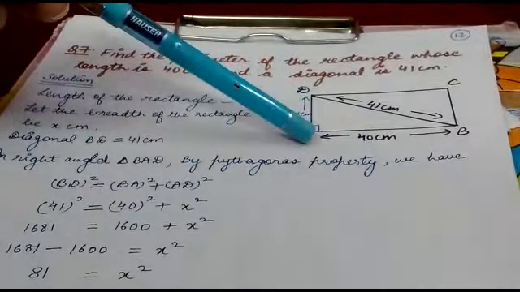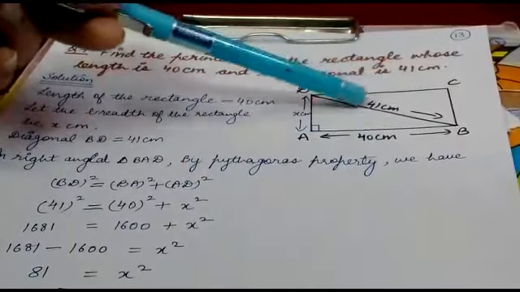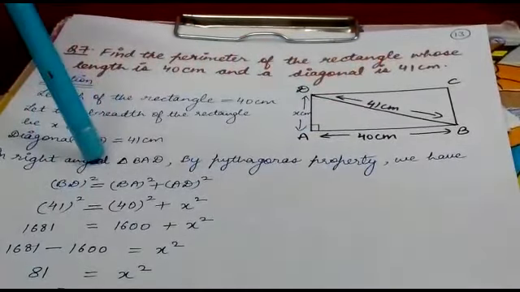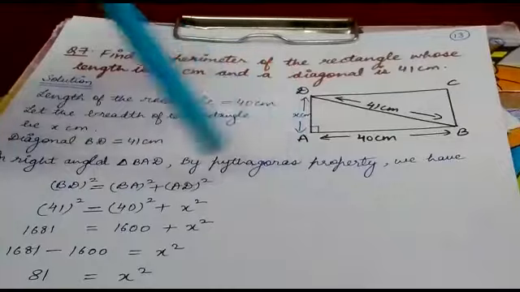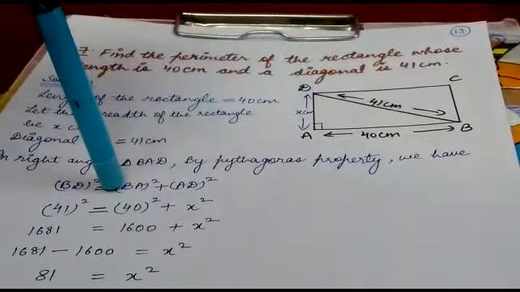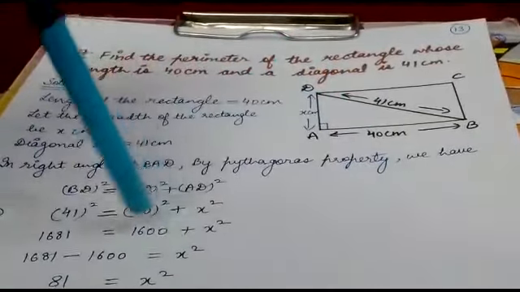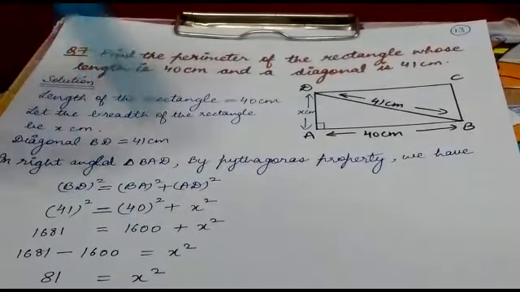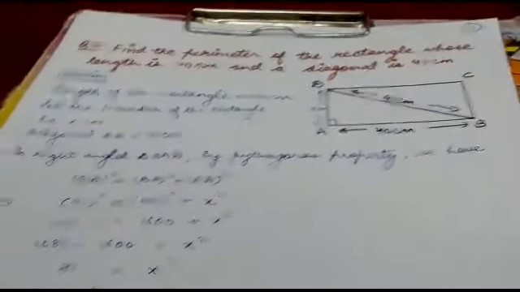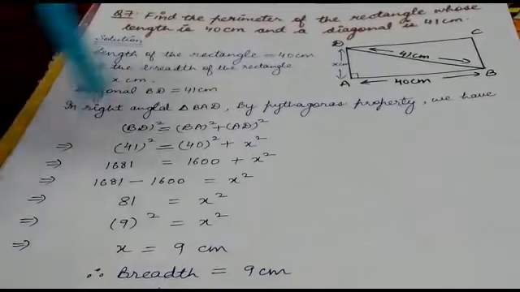So the side opposite to the right angle is the hypotenuse. So BD will become the hypotenuse. BD square is equal to perpendicular square, that is AD square, and the base square is AB square. Now the value of AB is 40, replace this 40, and this BD is the diagonal, that is 41. So 41 square is equal to 40 square plus x square.